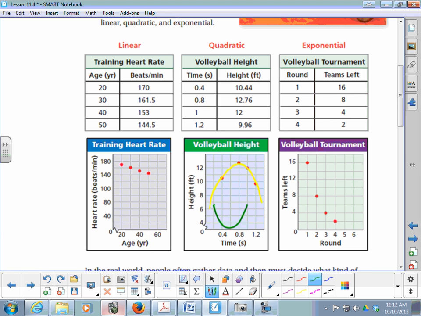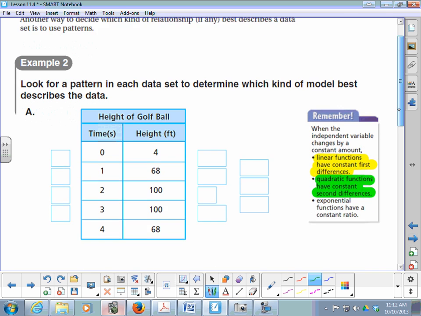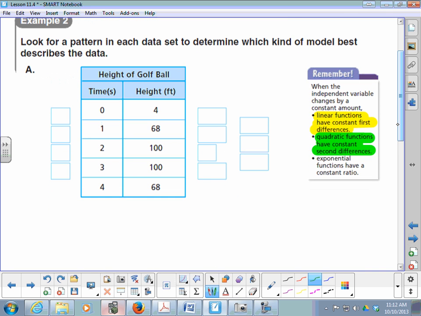So always, before you do any calculations, look at what's happening with the numbers, because sometimes it's just going to give it away to you.